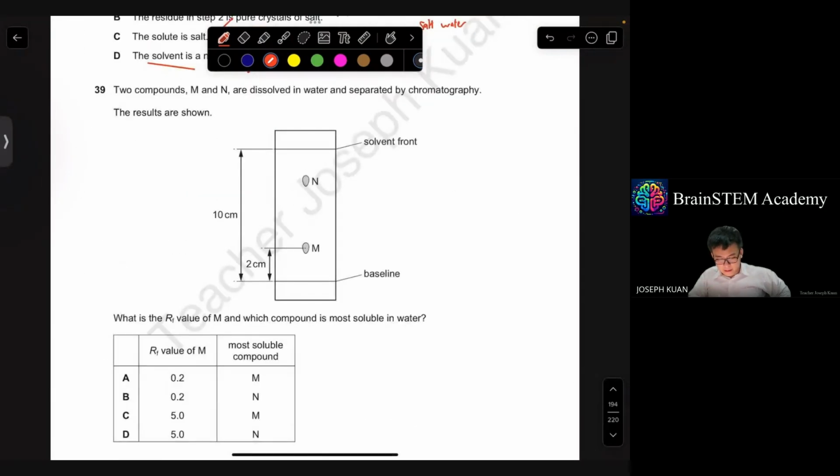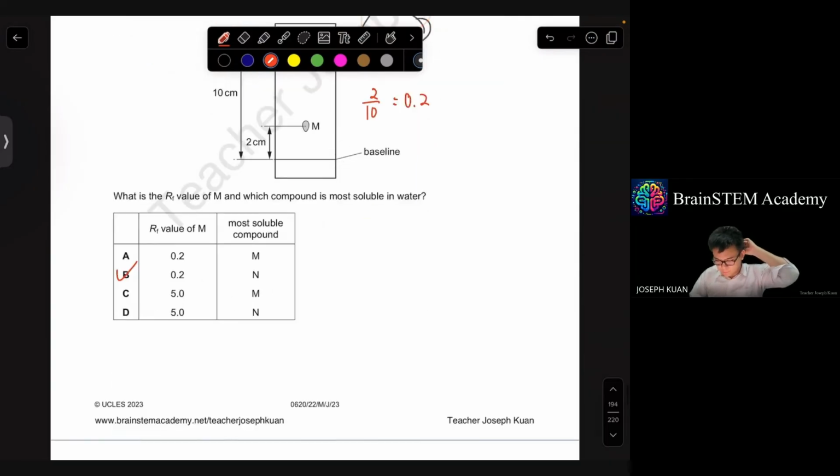Two compounds, M and N, are dissolved in water and separated by chromatography. The results are shown. What is the Rf value of M and which compound is the most soluble in water? As you can see, M traveled 2 out of 10 from the baseline to the solvent front. So the Rf value is 0.2, 2 out of 10. And the most soluble compound is the one that traveled the furthest, so N.